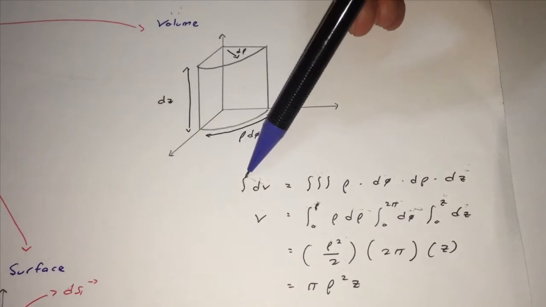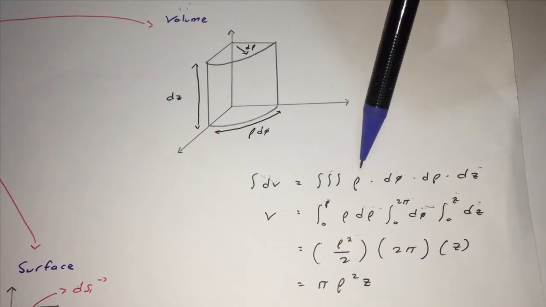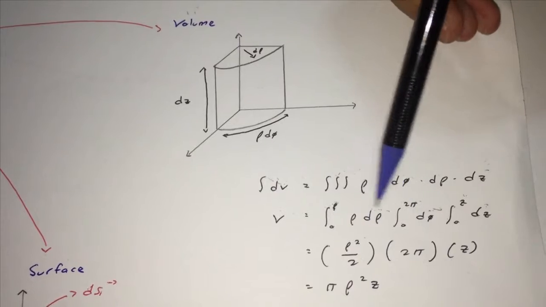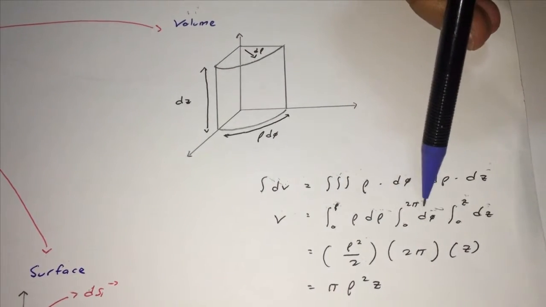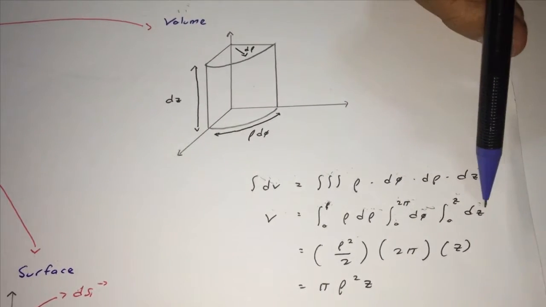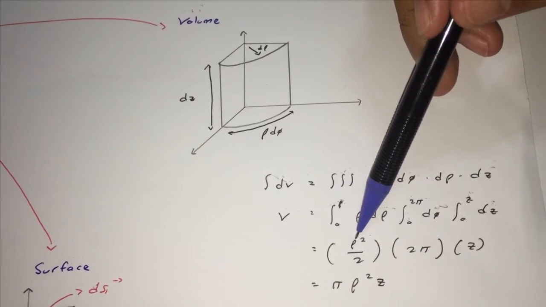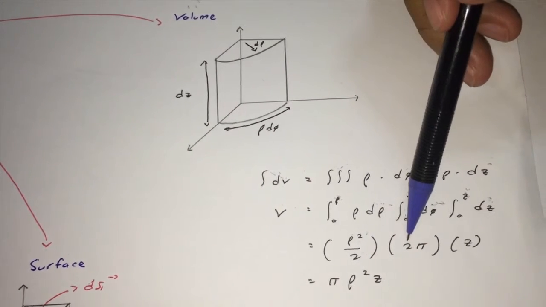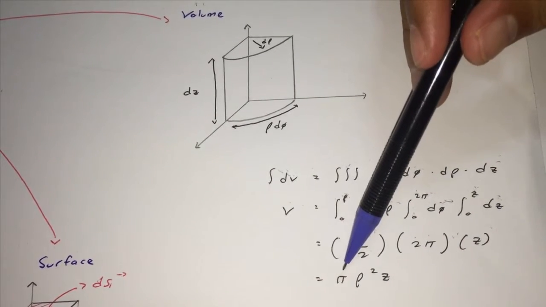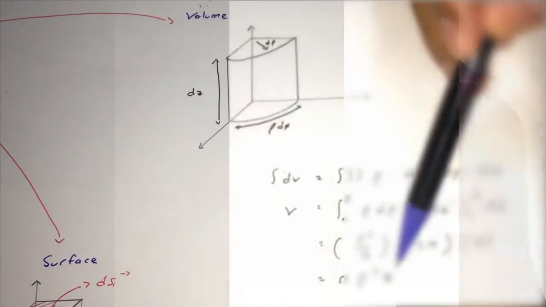So we need to integrate dv to get volume. Using triple integral, we need to integrate rho d rho with the limit 0 to rho, integrate d phi 0 to 2 pi, and integrate dz 0 to z. So we will get rho square over 2 times 2 pi times z. So we will get the equation for the volume is pi rho square z.